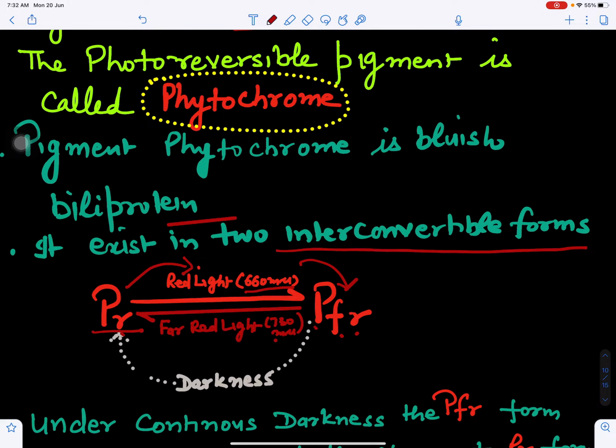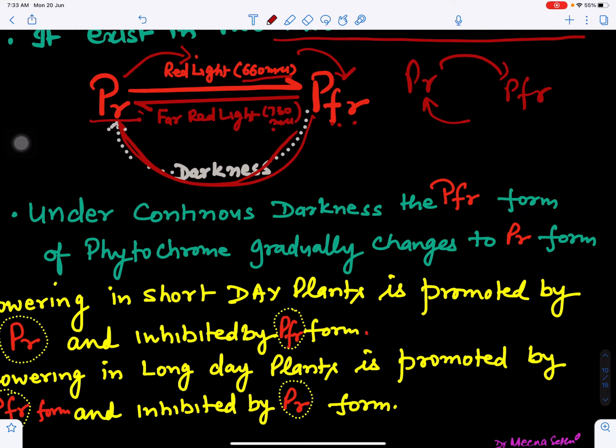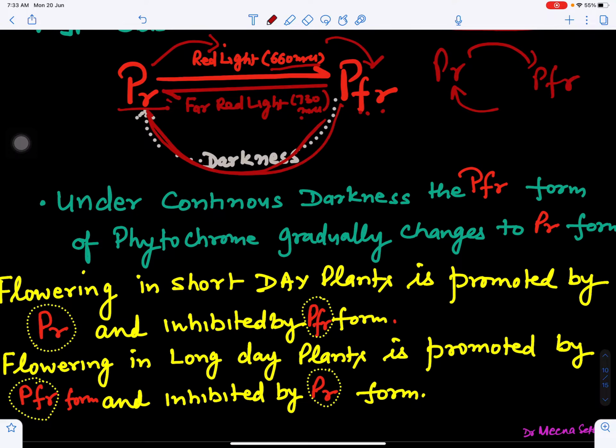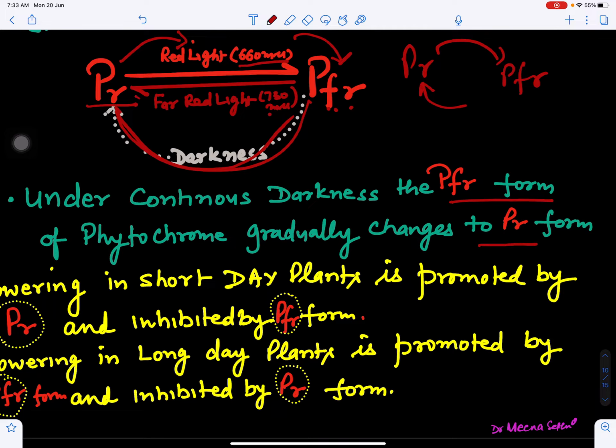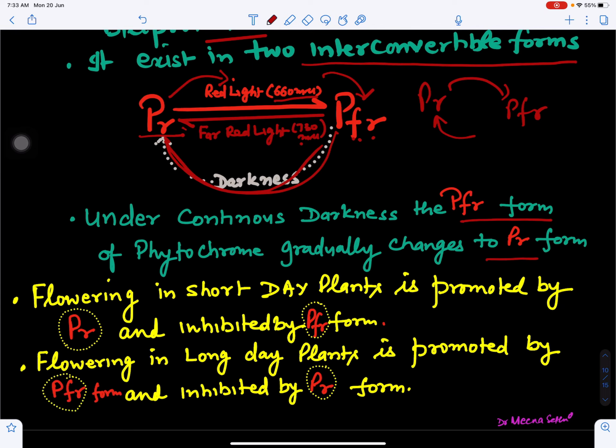Or during continuous darkness, if it is not interrupted by light, PFR at night will change into PR till morning. So these are two interconvertible forms. PR changes into PFR and PFR changes into PR. So we can see under continuous darkness, meaning during the night period, the PFR form of phytochrome gradually changes to PR form. So by morning, PFR has changed to the PR form.